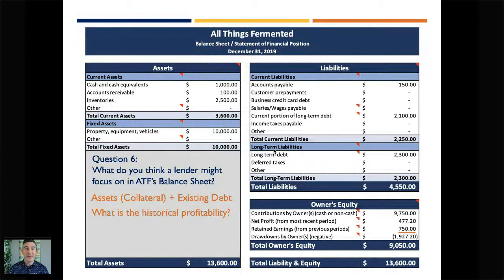Another thing is, again, the historic profitability. So we'll look at how long you have been in business and what your earnings have looked like over that time period. Another big one is we're going to look at your contributions. Especially for younger businesses, we like to see that the owner has put something into the business, their own money or assets, because that makes it less likely for them to just walk away.